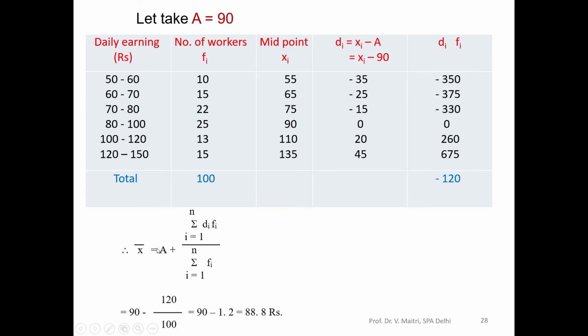So X bar is A, which is our 90, the central value we have chosen, plus sum of DiFi divided by N. But sum of DiFi is negative: minus 120 divided by 100. So 90 minus 1.2 is 88.8 rupees. So we can say that the mean income is 88.8 rupees, or very safely 90 rupees, or 89 rupees.